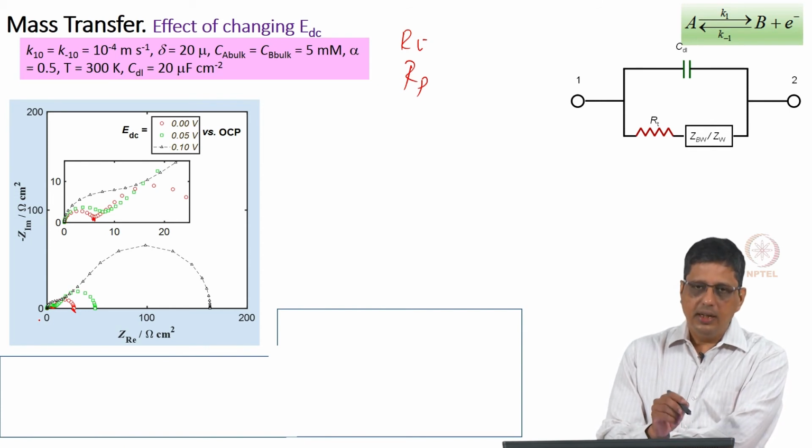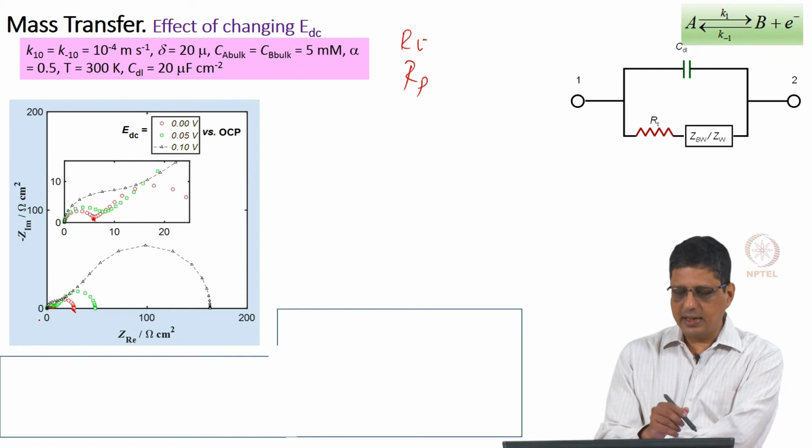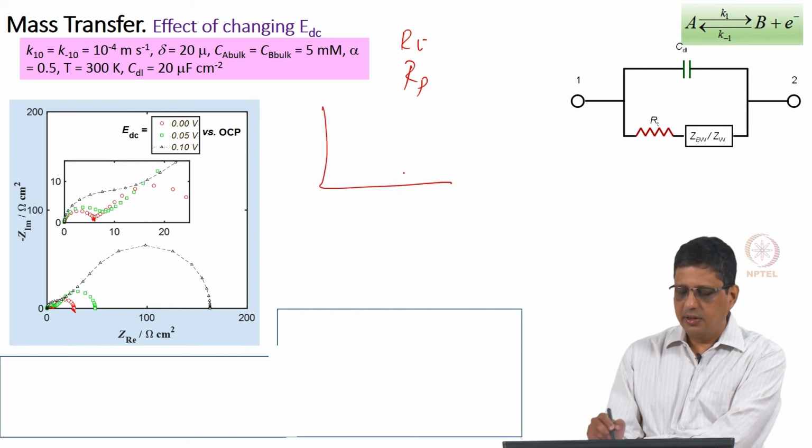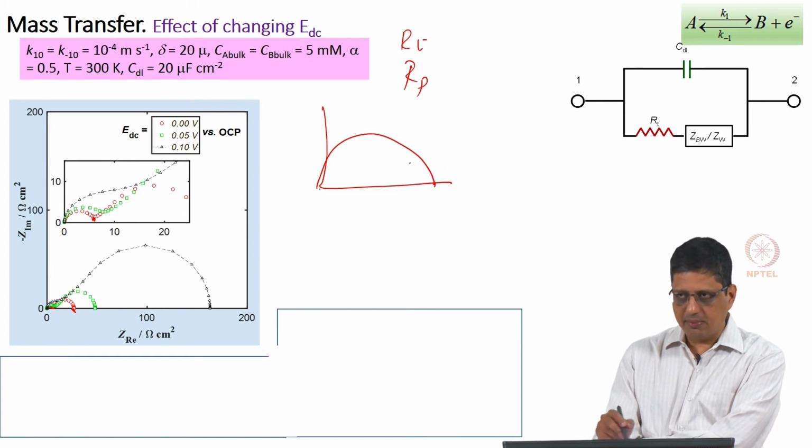Okay. Earlier, for a reaction like this, if you assume that mass transfer is not a limiting factor, if you assume that it is very rapid mass transfer, at DC potential of 0, you might get a spectrum like this in the complex plane.